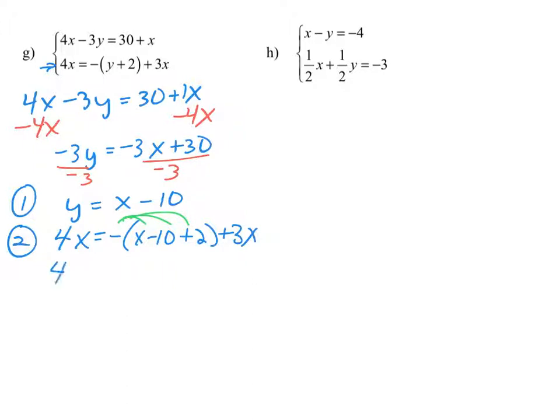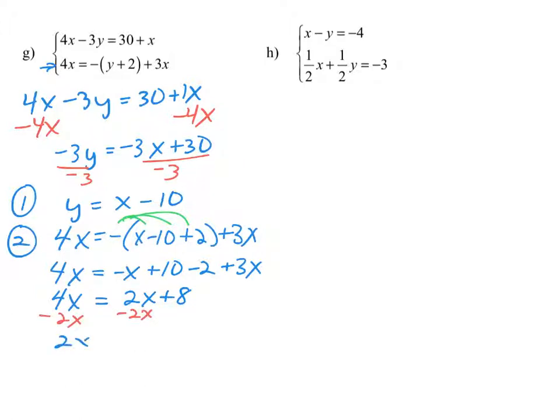And we get 4x on the left is equal to negative x plus 10 minus 2 plus 3x. By combining like terms, we get 4x equals 2x plus 8. And then we can subtract 2x from both sides to get 2x equals 8, or x is equal to 4. So that is our step number 3, is to solve that equation for x.